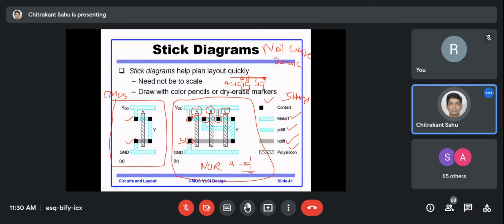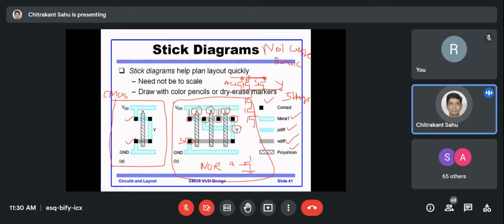And similarly, there's another C point. C point is also connected to the common point, so I will connect like this. Yes or no? Simple. So the above three transistors should be in parallel, and you know that PMOS is always complementary to the NMOS. So this will be like this.